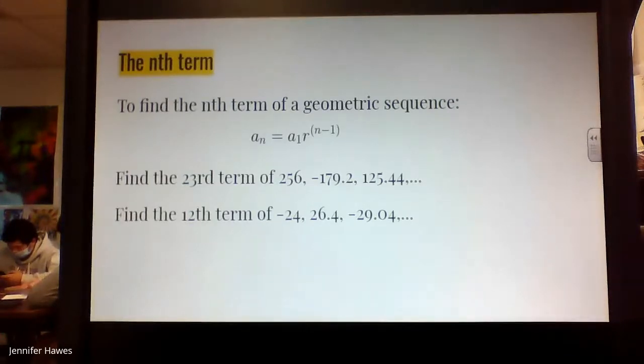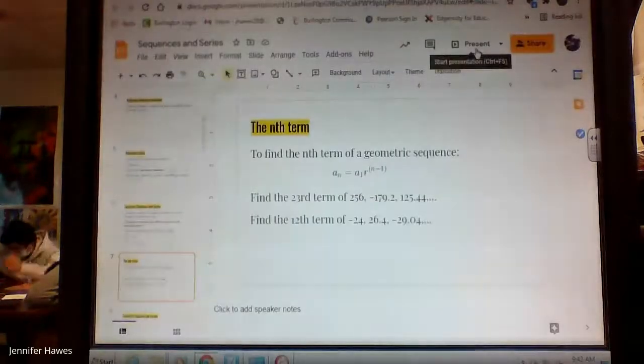Okay, so kind of like yesterday, that a sub n, that's like your nth term. That little n on that term and your n in your equation, those are the same number. The a sub 1 is just the first term. R is your common ratio. That's what you're multiplying by each time. And then it's to the power of n minus 1. So remember, it's an n minus 1 because you're subtracting out that first term. Because once you have the first term, then you're multiplying by something.